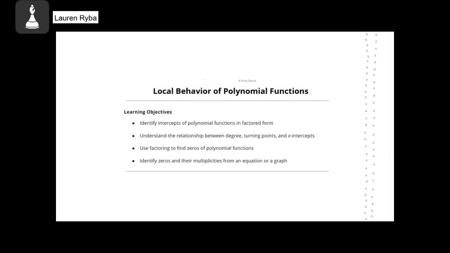This next portion talks about local behavior of polynomial functions. So we'll be looking at intercepts, x and y intercepts from factored form. We'll discuss how the degree relates to turning points and the number of x-intercepts. We can factor to find our zeros or x-intercepts, and also talk about multiplicities.